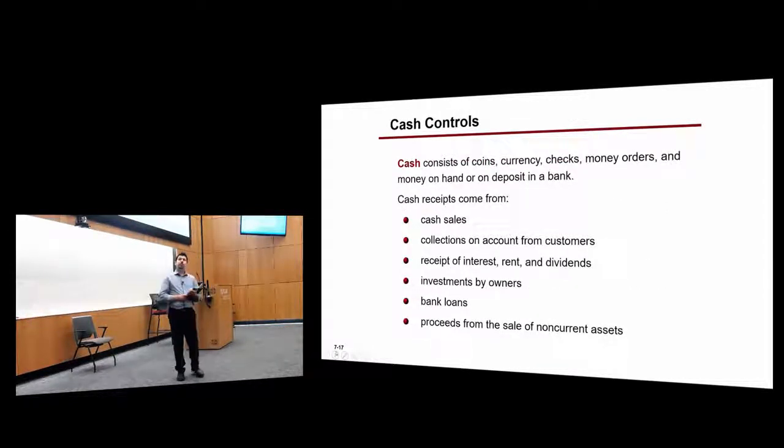Now, we will talk about cash controls because this is one of the most important parts that companies care about. Cash controls work in the same way. And by the way, when you talk about cash, those cash receipts can come from sales, from selling a certain truck, from collecting notes, from investments, etc.